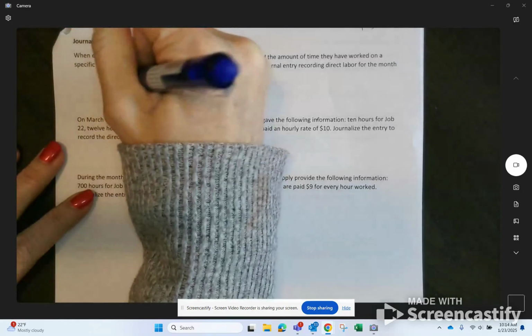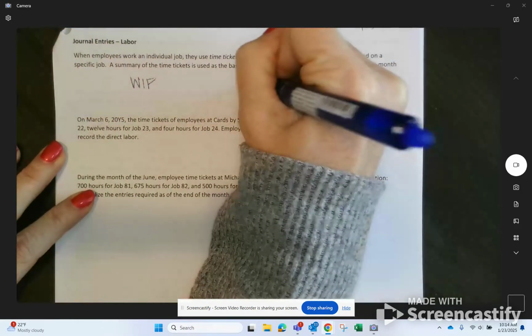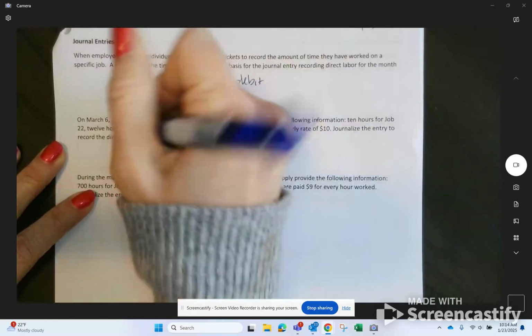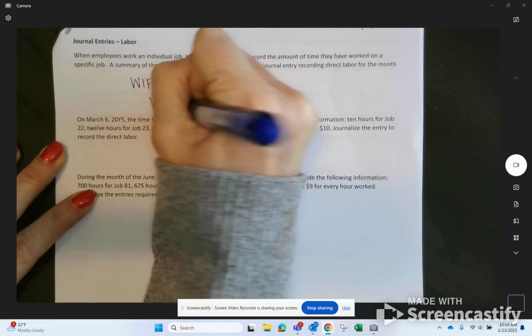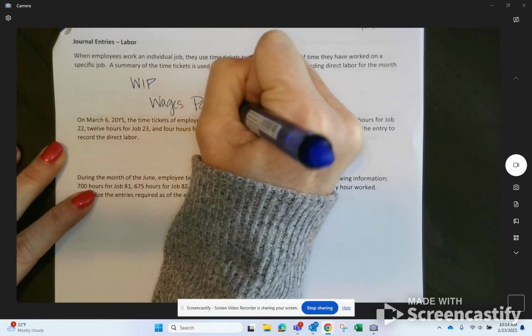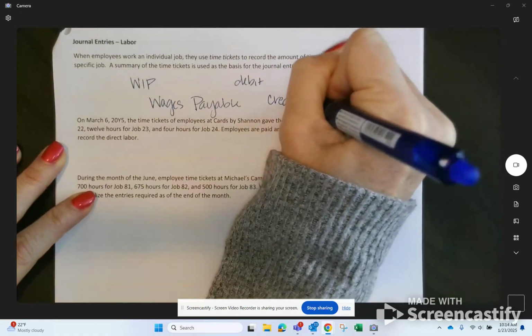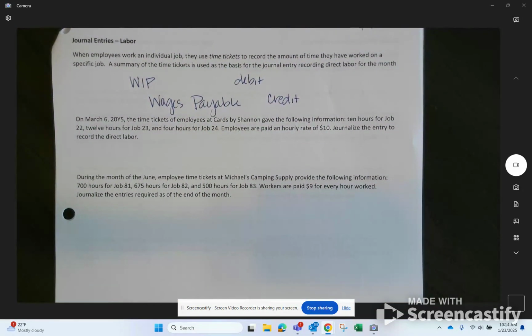What this is going to look like is a debit to work in process and a credit to wages payable. Remember, these wages payable and these wages, this is for scenarios with direct expenses, touch labor, okay?